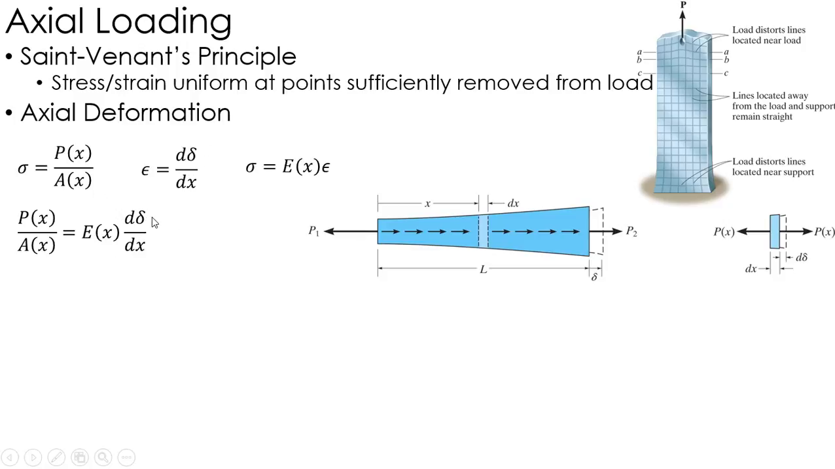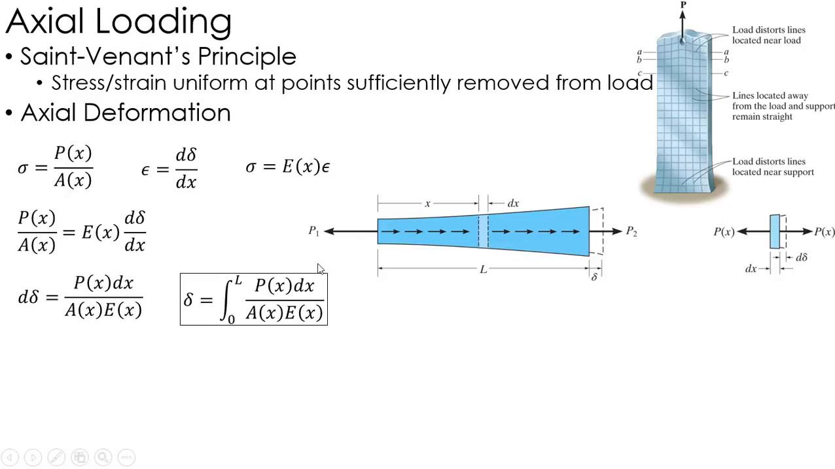Using Hooke's law, plugging in stress as force over area and strain as d delta over dx, you get an equation that looks like this. Now I'm going to solve this for d delta, basically the change in the length, just by moving things around. Then I integrate both sides, and I can find the total change of length by integrating over the entire length. Integrating from 0 to L, I have the force as a function of x times dx, all over the area as a function of x times E as a function of x. That is the full general equation for the change in length of an axially loaded member.